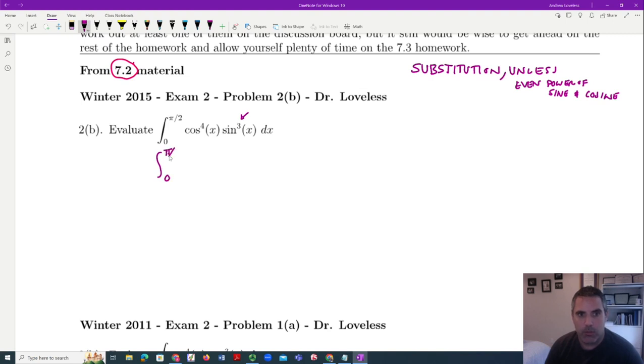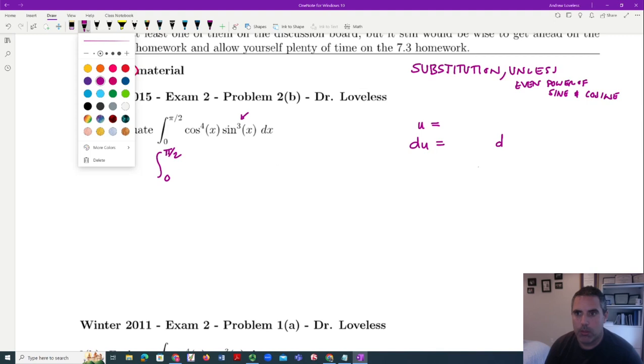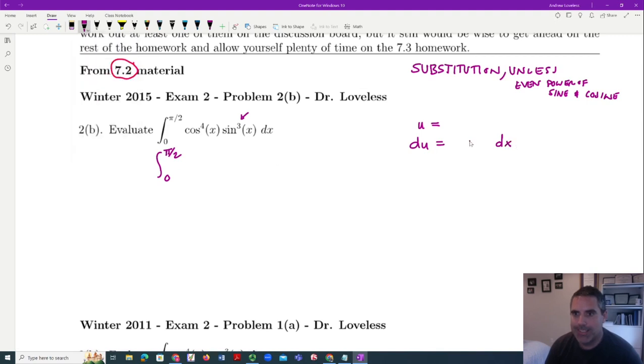In order for it to set up a substitution, you need two things. You need to choose u and you need its derivative. So the interesting thing about these problems is the first thing we're going to do is we're going to make the derivative appear. And the derivative that we're going to make appear is sine. And the reason I know is because that's where this odd power is.